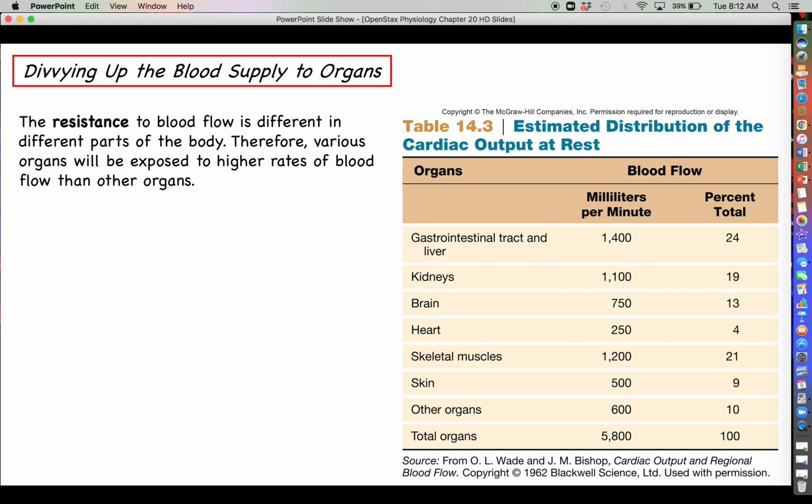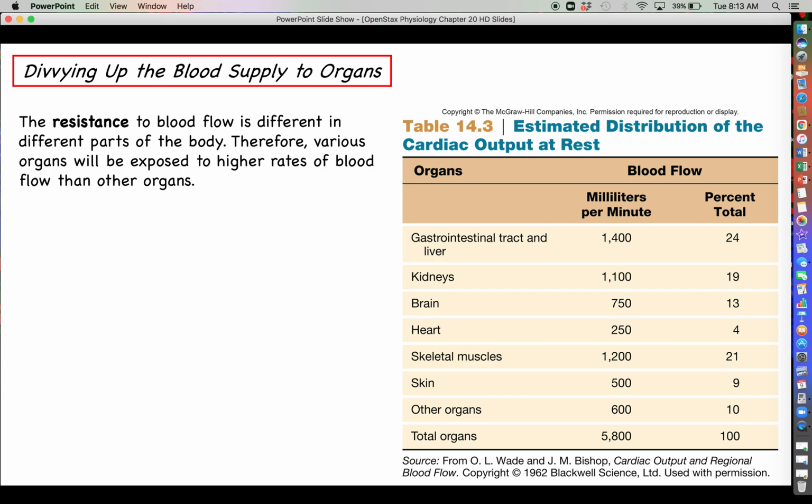divvied up to all the different organs like the brain and the heart, the liver, skeletal muscle, the skin, the kidneys, the GI tract, when you consider how blood gets distributed to all these different locations, it's not necessarily going to be an equal distribution.